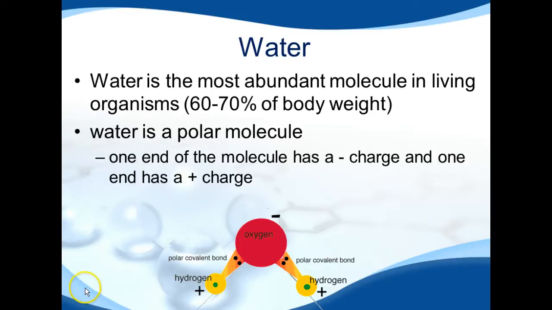Water is a polar molecule. What that means is that one end of the molecule has a negative charge and the other end of the molecule has a positive charge. And you can see that depicted in this little cartoon here. The oxygen part of water is slightly negatively charged, whereas the hydrogen parts of water are positively charged.